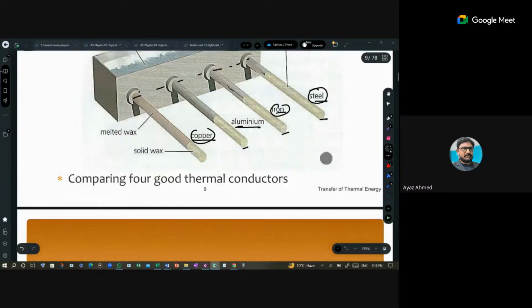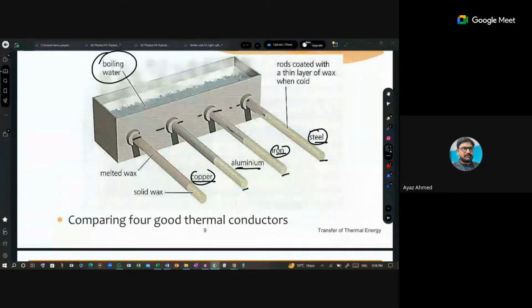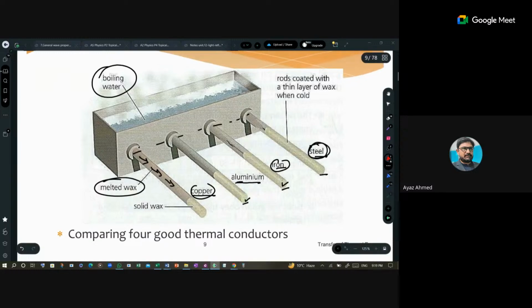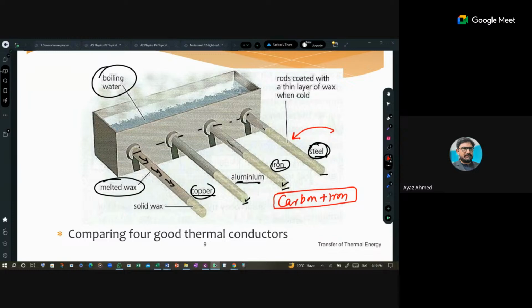So if I compare, which one is the good conductor? Copper is basically the good conductor because it has melted most of the wax, because it has transferred a lot of energy. Secondly, aluminum is a good conductor, then iron, and then steel. So steel has the fourth level of thermal conduction in metals, right? Because steel is an alloy, the combination of carbon and iron. And some other alloys are also there. But remember, this is one experiment which tells which metals are good conductors.